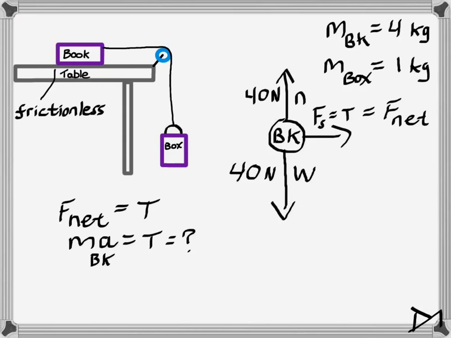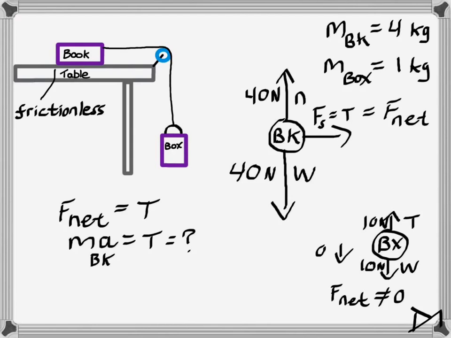This book is clearly going to accelerate or slide across this frictionless table solely because the tension in the string, the force of the string, is yanking the book to the right, accelerating it to the right. Can we calculate this tension? Well, let's do the force diagram for the hanging box. Its weight would be 10 newtons to one significant digit. Its tension would be 10 newtons. That would give us, though, a net force of 0.